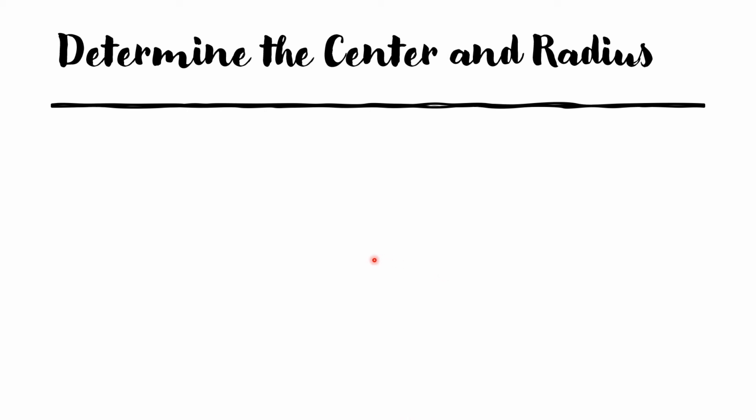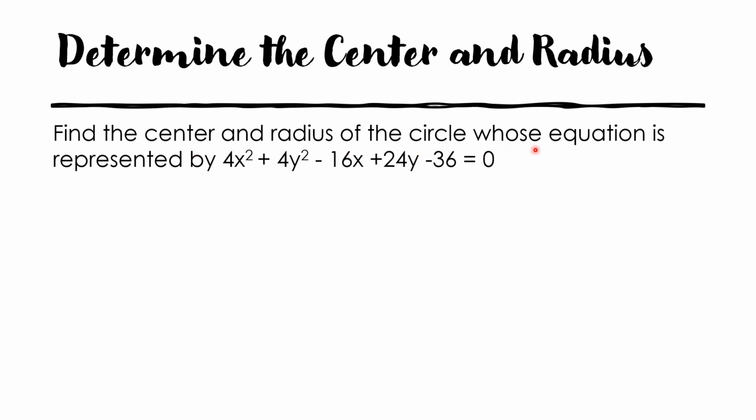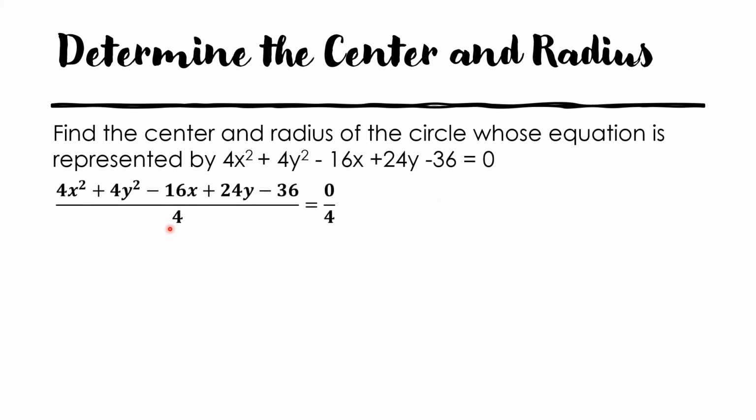Now, let's have another example. Find the center and radius of a circle whose equation is represented by 4x squared plus 4y squared minus 16x plus 24y minus 36 is equal to 0. So, kung mapapansin natin, yung coefficient ng x squared and y squared natin is not equal to 1. That is equal to 4. Pero bago tayo mag-simplify or mag-change sa center radius form or bago mag-identify ng center and radius, let's make sure na magiging equal to 1 yung ating coefficient.